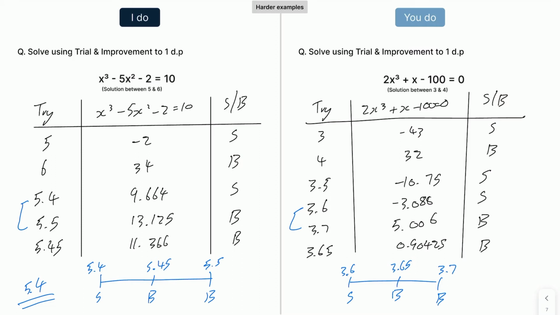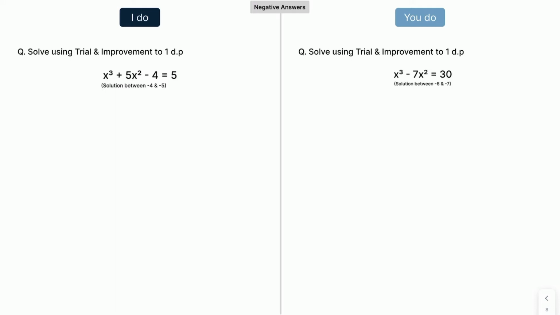So moving on. Now we have negative answers, so it's a little bit more tricky with these ones, and I'll show you just why. So try x cubed plus 5x squared minus 4 is equal to 5, big, small.